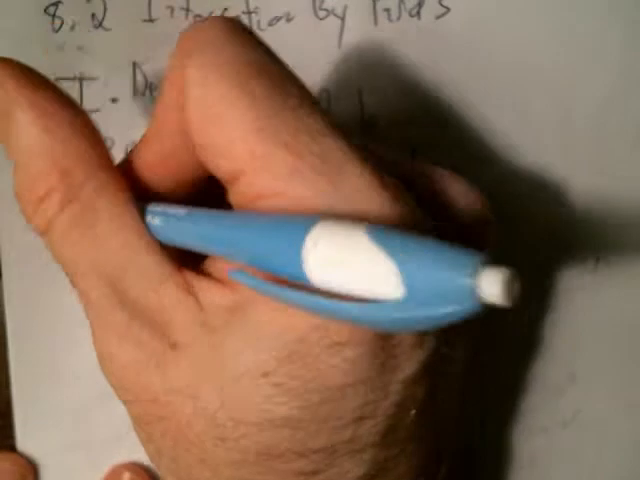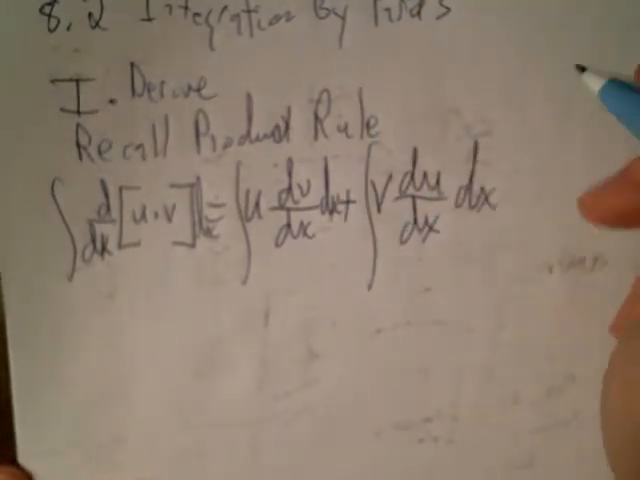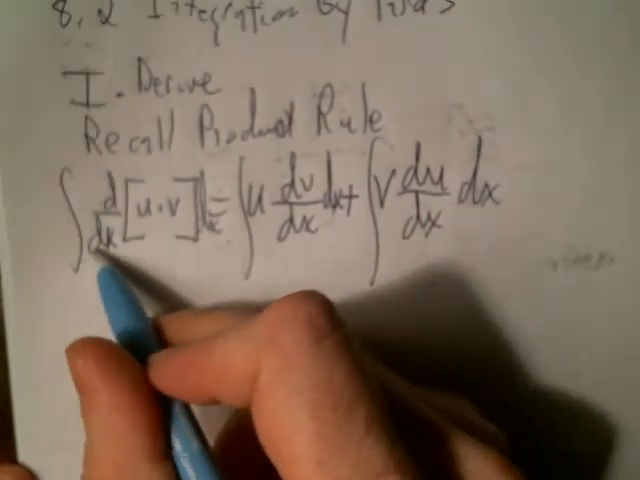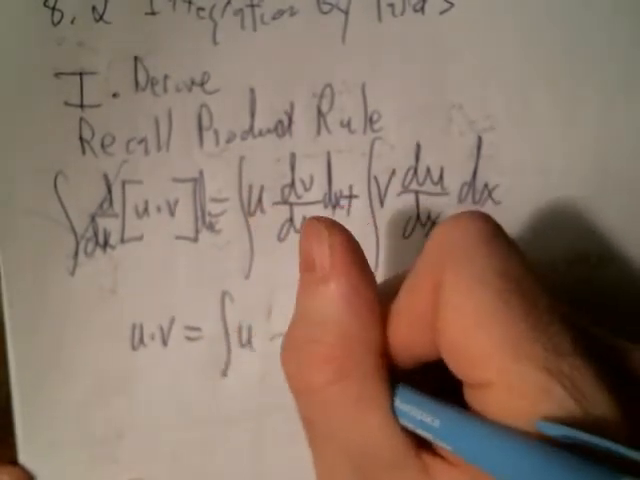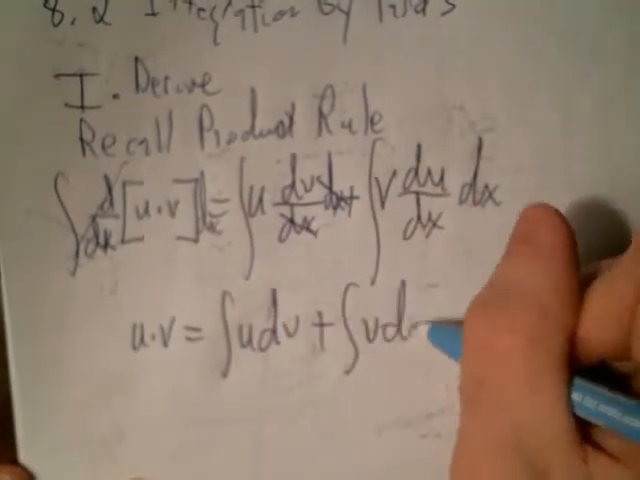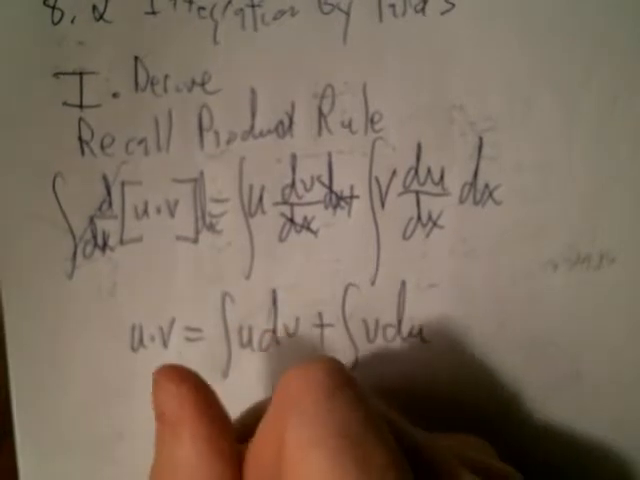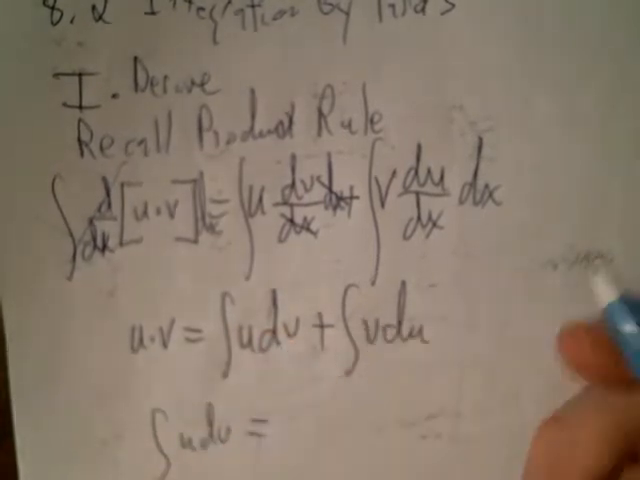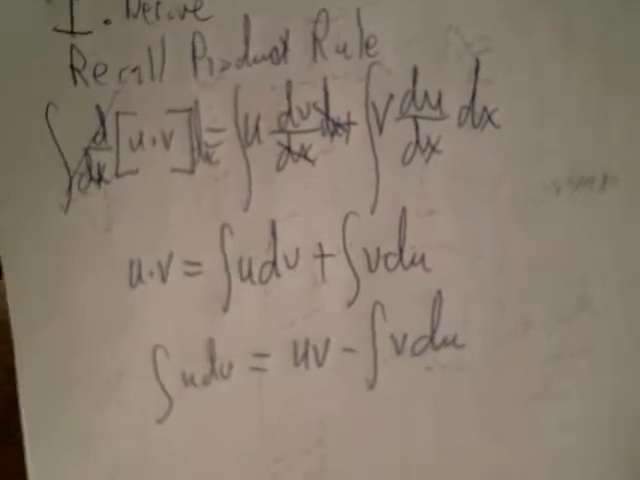Let's integrate both sides with respect to x. The integral of all that with respect to x is equal to the sum of the integrals of these guys with respect to x. On the left-hand side, the integral and the derivative cancel each other out, and you'll just have u times v. On the right-hand side, you'll have the integral of u dv, you can think of these as dividing out, plus the integral of v du. Then we can solve for the integral of u dv. So the integral of u dv will equal uv minus the integral of v du.